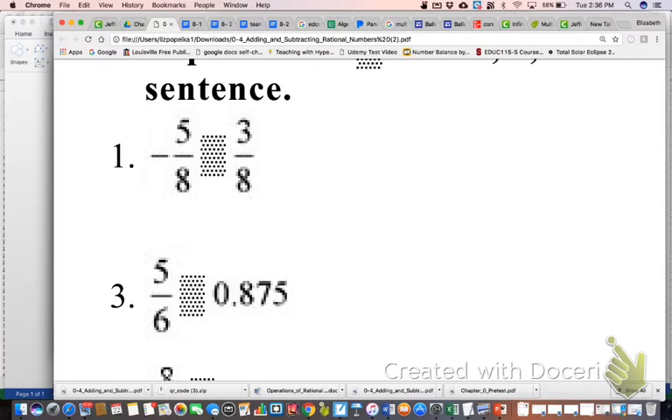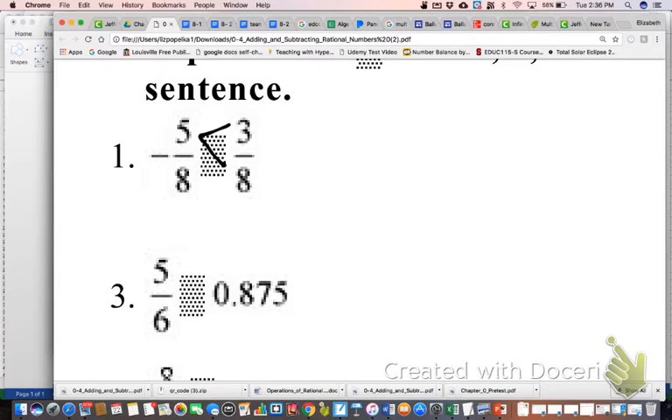All right, guys, so we're going to start off with number 1, and it says to replace the missing value with a greater than, less than, or equal to symbol. You really don't even need to do a whole lot of thinking, hopefully, because you should have noticed that the number on the left is a negative, while the number on the right is a positive. Well, no matter what they are, a positive is always bigger than a negative, so that means you should replace it with this symbol right here. 3/8 is larger than negative 5/8.